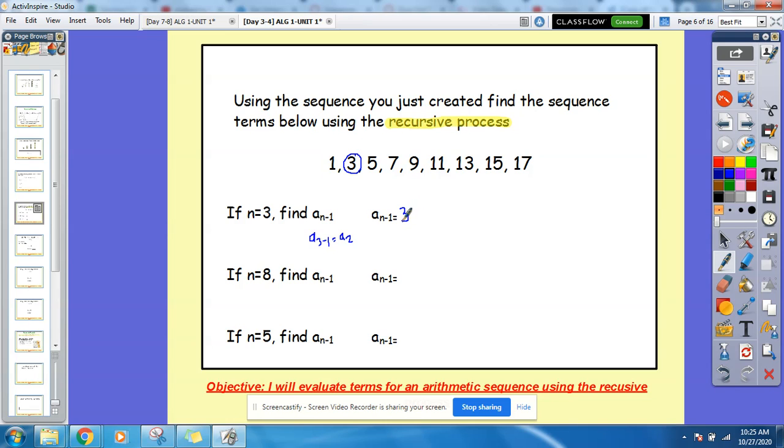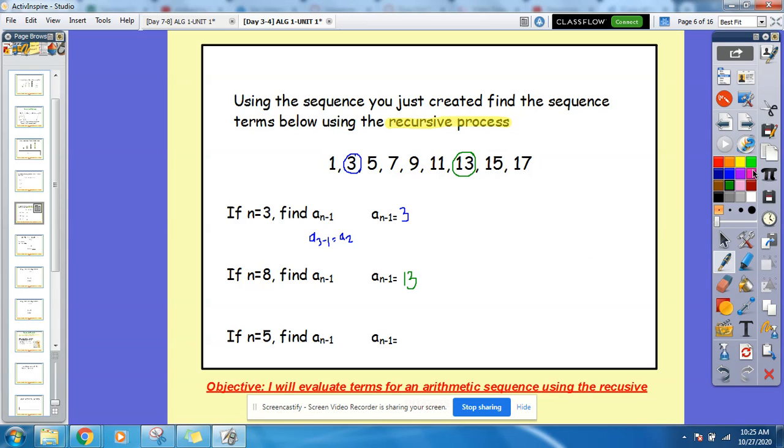And so let's do another example. We have if n is 8, find a to the 8 minus 1. So again, if we're looking at the 8th term here, a to the n minus 1 all means is find the term before it, because 8 minus 1 is 7. So we're really looking for the 7th term. So 1, 2, 3, 4, 5, 6, 7, that's 13. Okay, so we could say a to the n minus 1 in this case is 13.